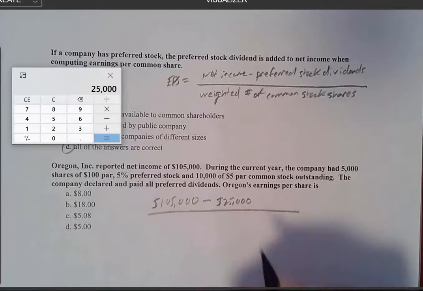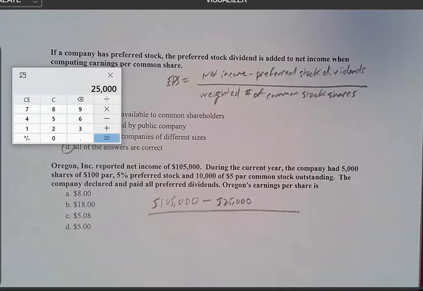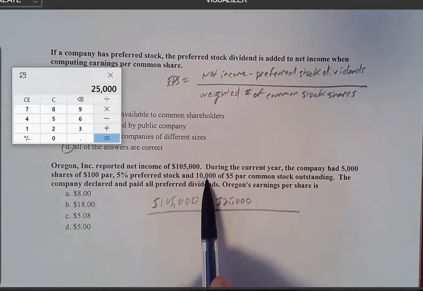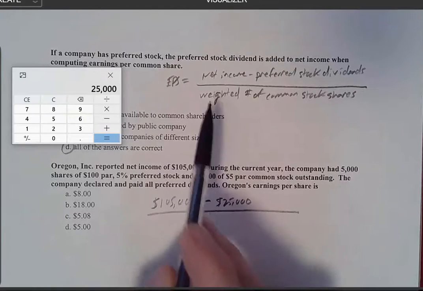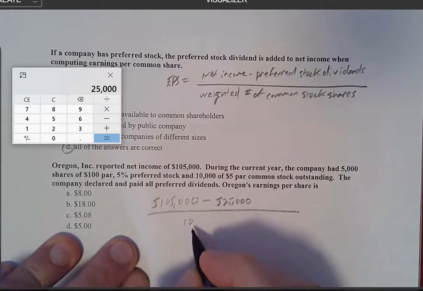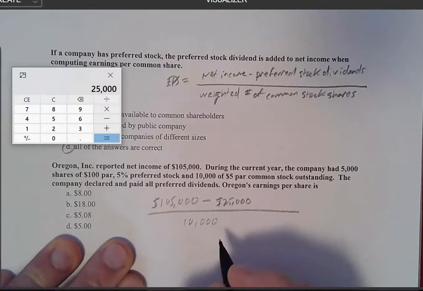Okay. And they're giving us, well, they'd have to give it to us, the 10,000 shares of common stock outstanding, and we're going to assume that this 10,000 is the weighted number of common stock shares. So this is not money here, this is number of shares.